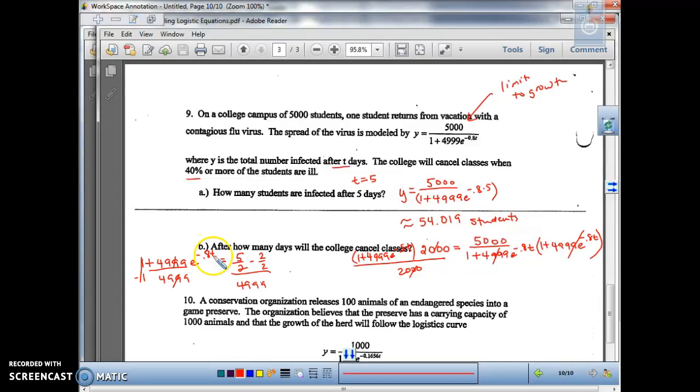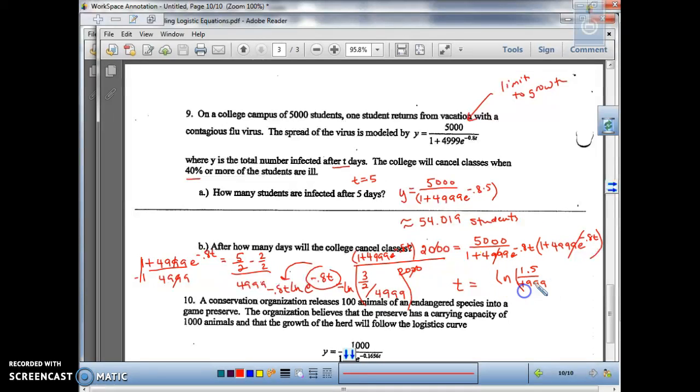So I end up with e to the negative 0.8 t is equal to, and 5 halves minus 2 halves is 3 halves, and all that is divided by 4,999. Now I'm going to take the ln of both sides, ln of all of this, so be careful with that on the right side. Then the power will come down front, and I end up with negative 0.8 t, and I'm going to divide both sides by negative 0.8. So time will be ln, and 3 halves is just 1.5. I'm just going to put it like that. Then go and simplify it.